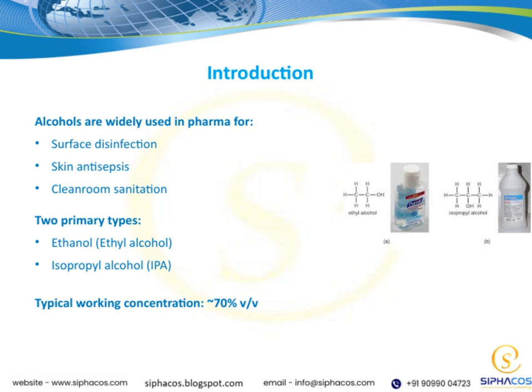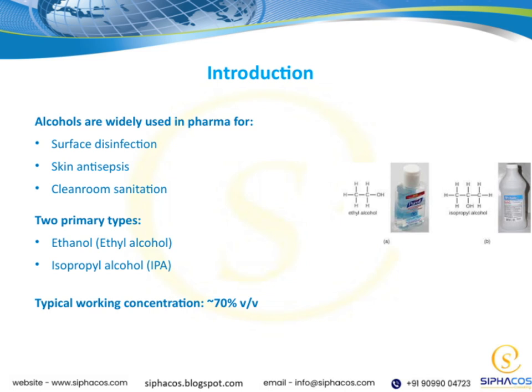There are two primary types of alcohols that we typically use in these settings. The first is ethanol, also known as ethyl alcohol, which is perhaps the most familiar type. The second is isopropyl alcohol, often referred to as IPA. Both of these alcohols are highly effective, but they have slightly different properties and uses depending on the situation.